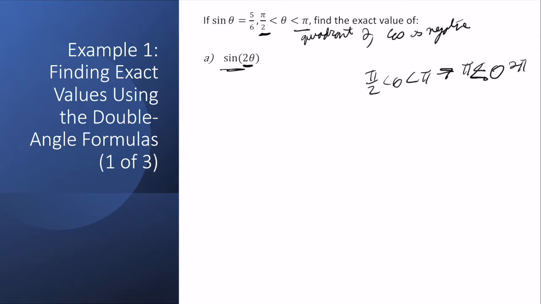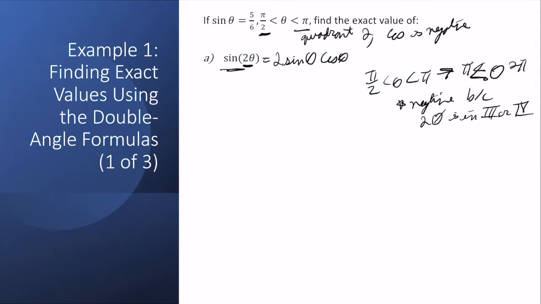So this answer is going to be negative, because 2 theta is in quadrants 3 or 4. So we always need to know what quadrant we're in. Now, sine of 2 theta is 2 sine theta cosine theta. Now, I know sine of theta, but I don't know cosine theta.